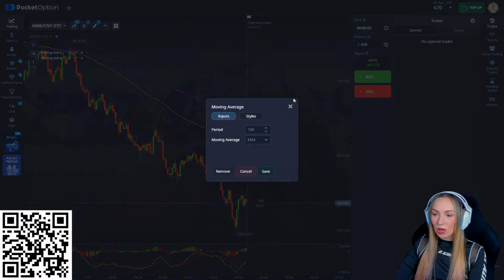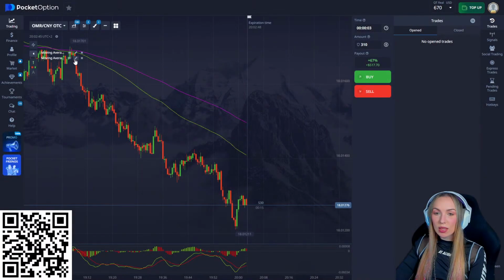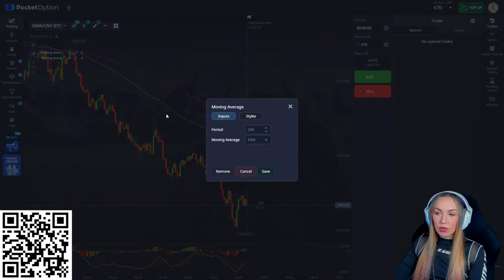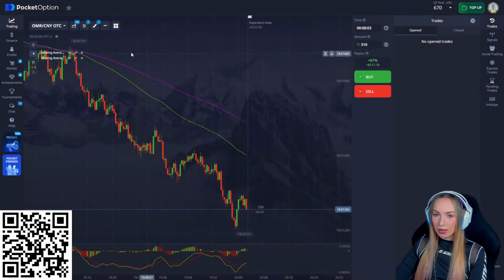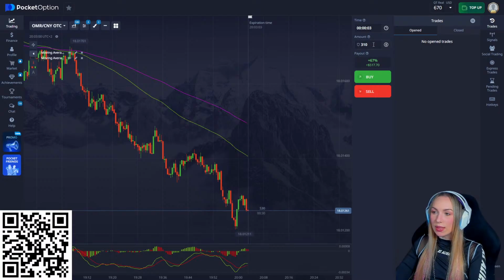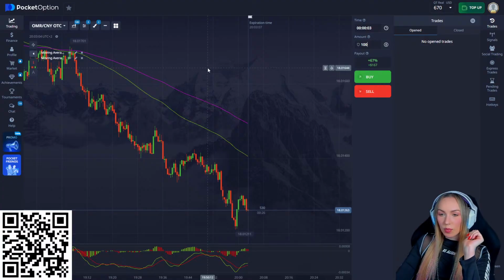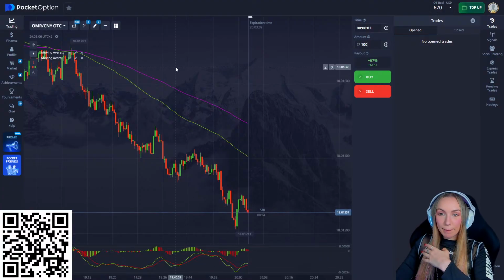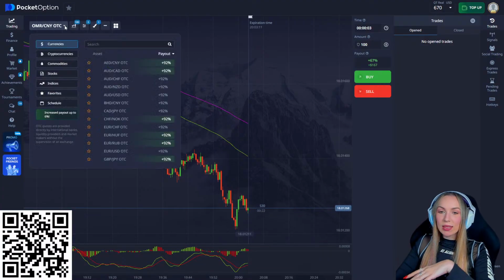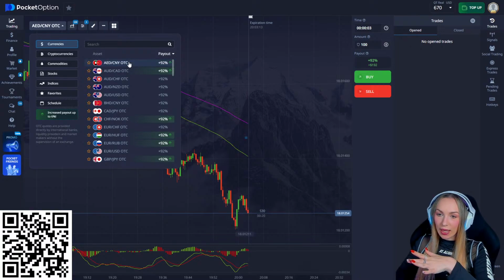And let's go. I already have my moving average, also my second instrument, and another moving average, but this time with a period 200. The previous one was with 100 period. Usually I operate on the time frame 30 seconds, and I'm opening the trades with $100 per 3-5 minutes. So let's start our analysis.